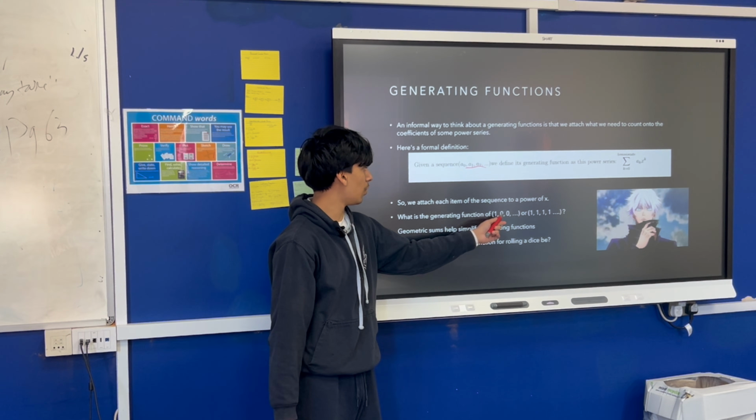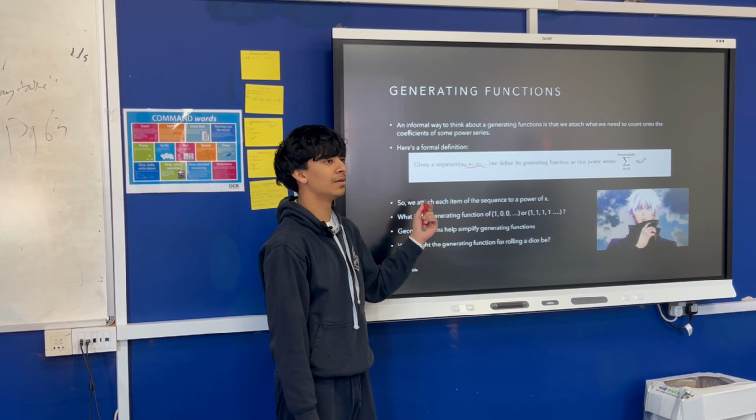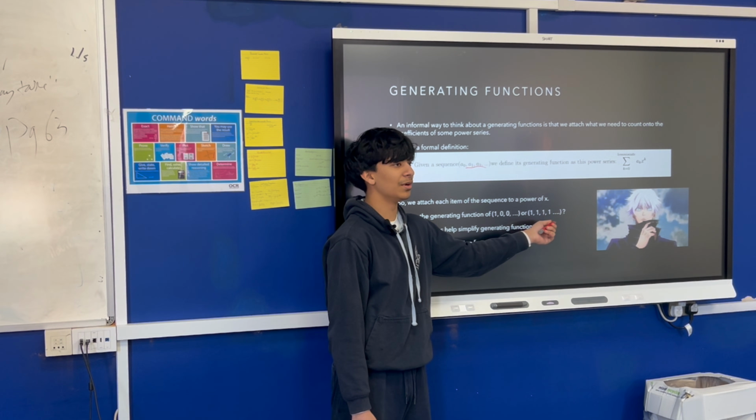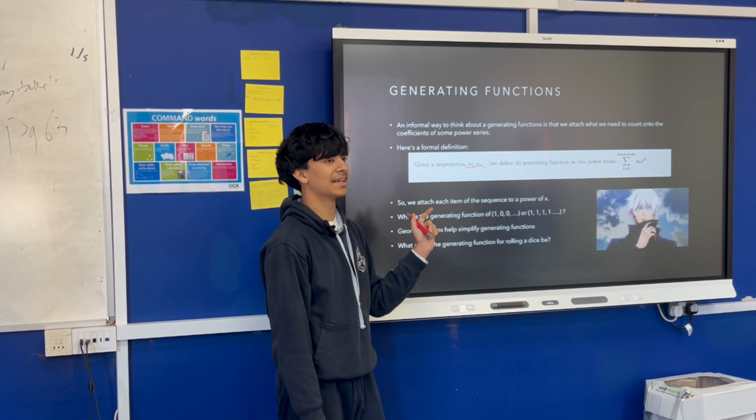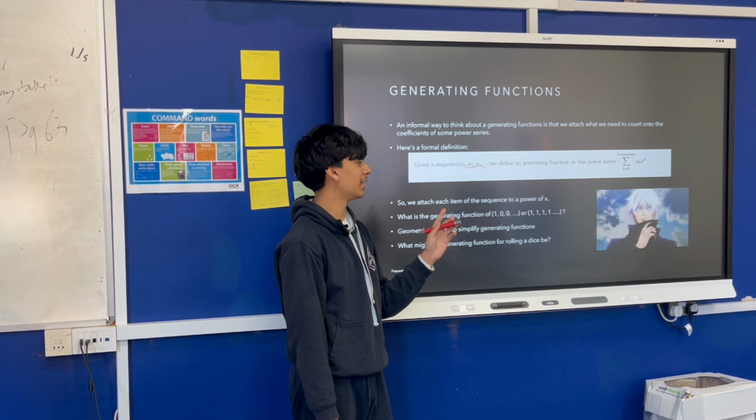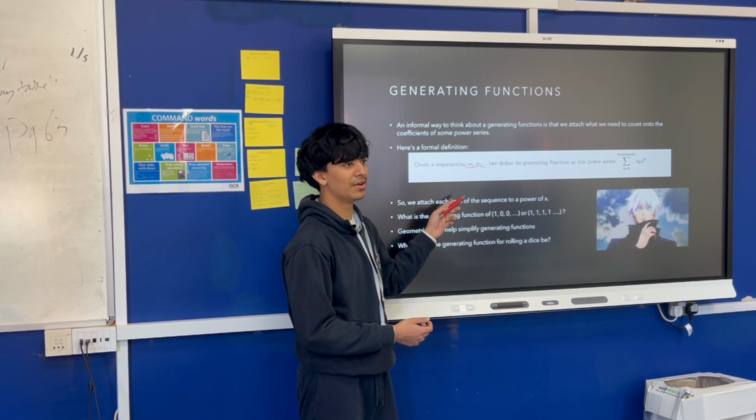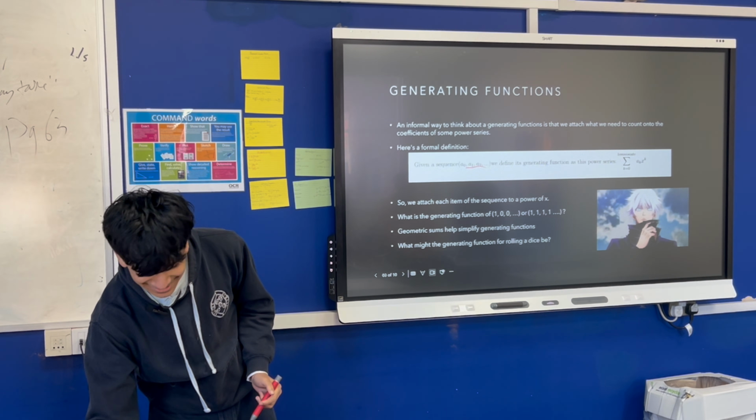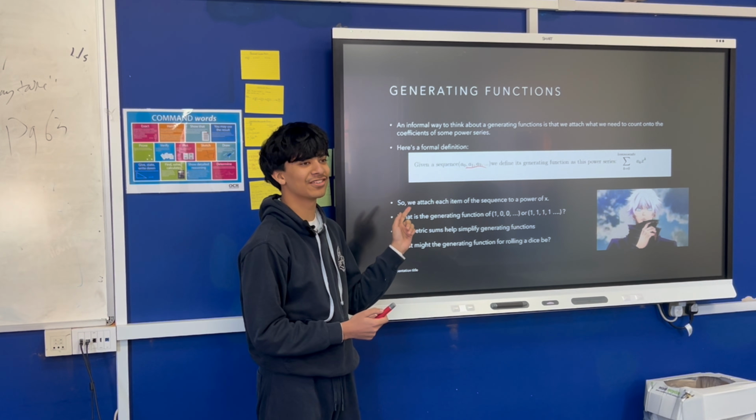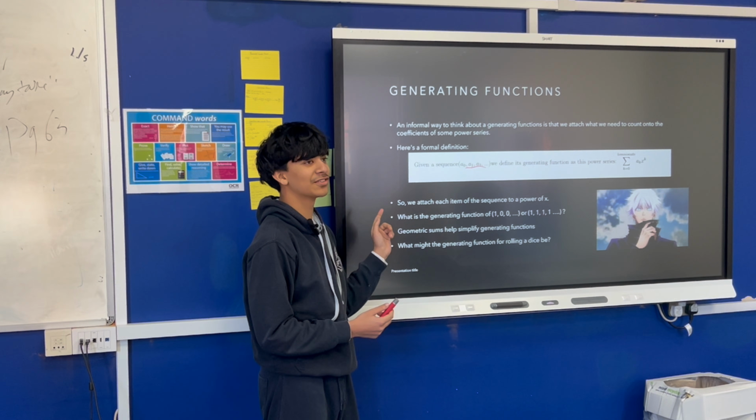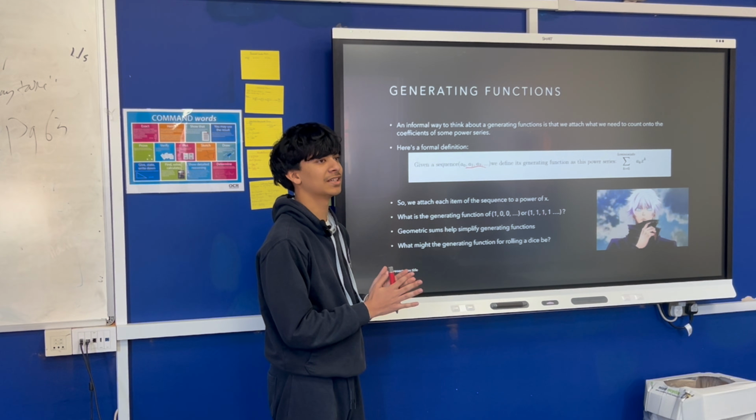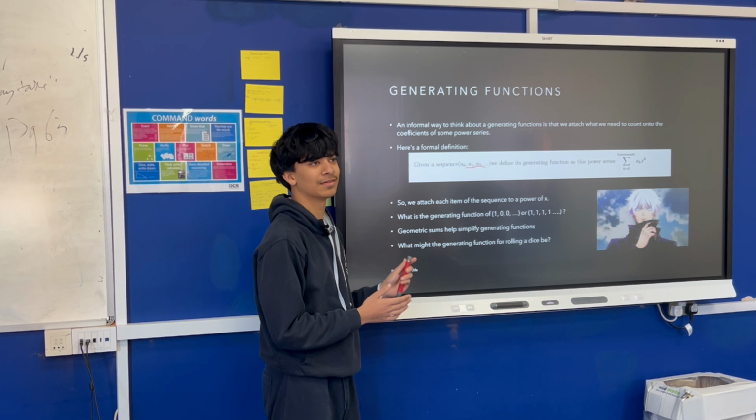So it could be like 1, 0, 0, 0, so then it'd just be 1. Or 1, 1, 1, 1 and then a bunch of zeros would be like 1 plus x plus x squared plus x cubed, and then nothing else. And it could even be like the Fibonacci sequence. You can use generating functions to find a closed form expression for the nth term in the Fibonacci sequence, which we could do today if you guys want.